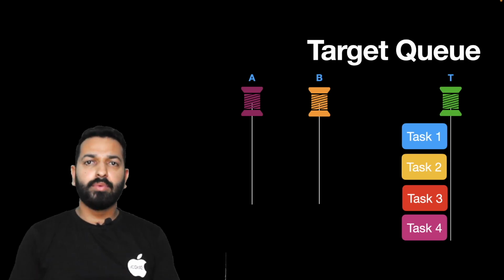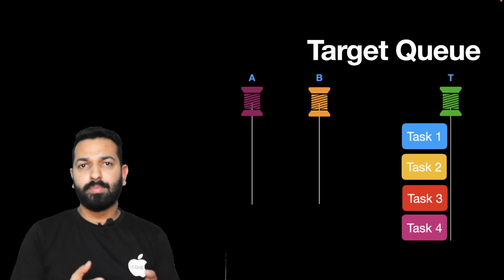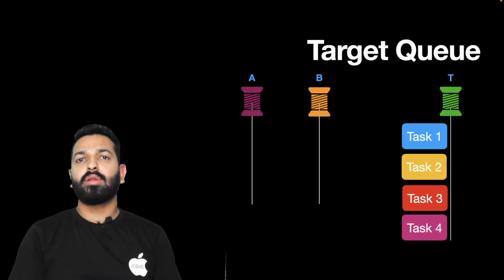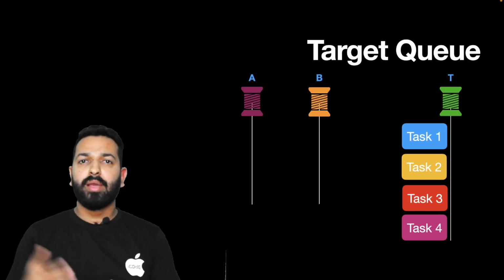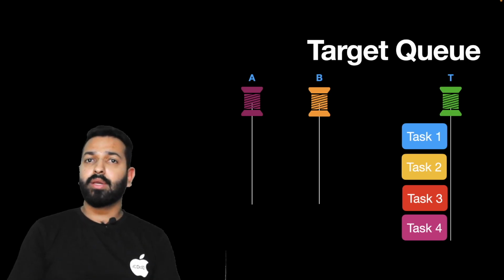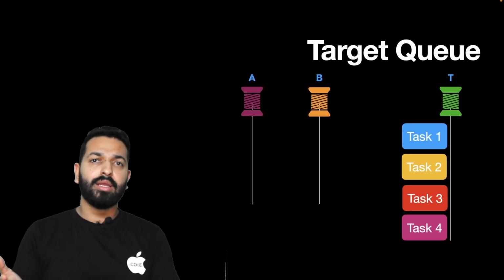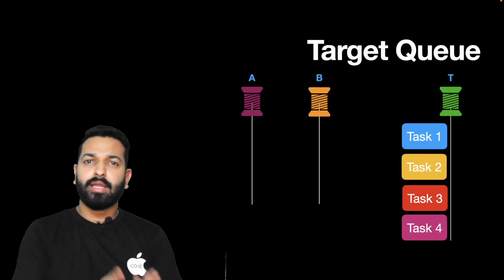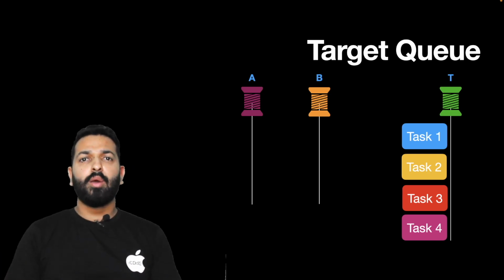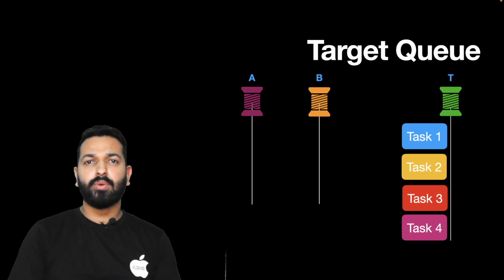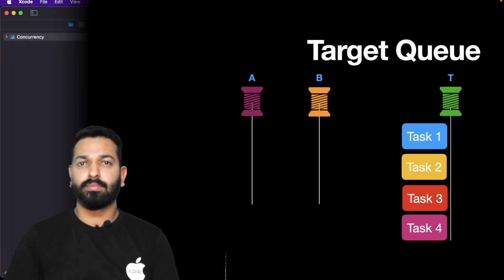So let's say you have a custom queue and you want the jobs dispatched to this queue to be executed at a lower priority. You can set the target queue as background or maybe utility, or if you want them to be executed at a higher priority, you can change them to user initiated. That way you can change the priority using target queue. That is also one of the use cases. But for better understanding, let's jump to Xcode and see target queue in action.